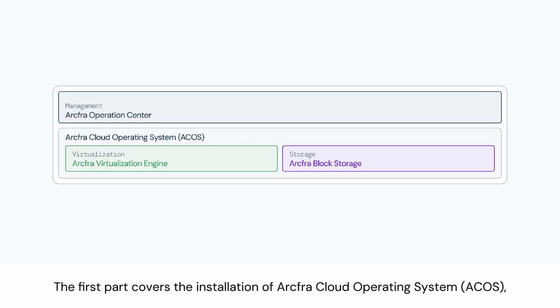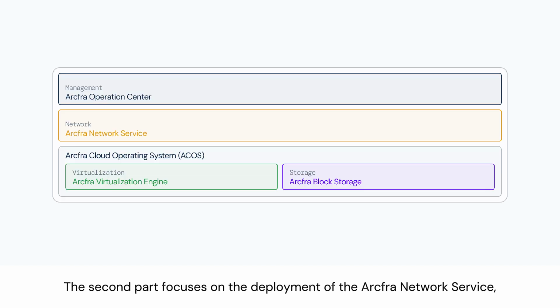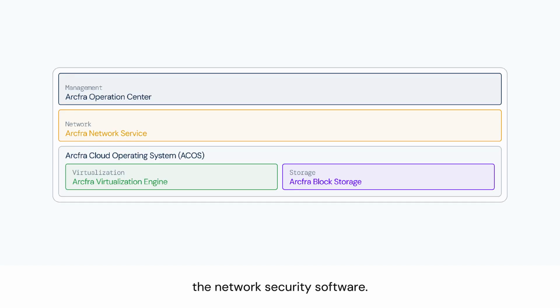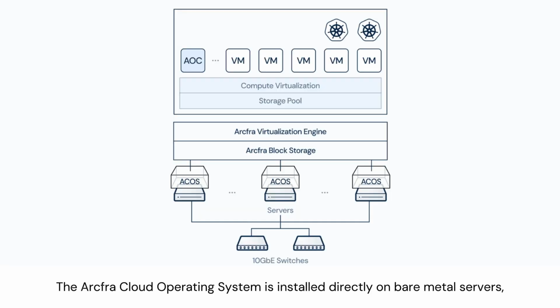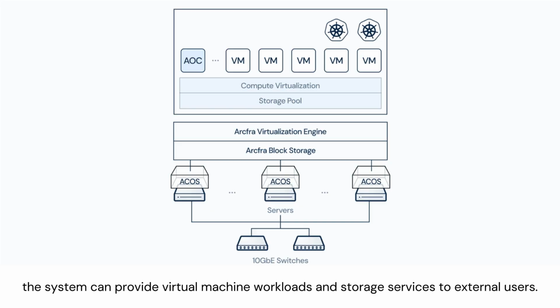The first part covers the installation of Arcfra Cloud Operating System, ACOS, and the deployment of the unified management software Arcfra Operation Center. The second part focuses on the deployment of the Arcfra Network Service, the network security software. The Arcfra Cloud Operating System is installed directly on bare metal servers, interconnected via 10 gigabit or higher Ethernet networks. After cluster initialization, the system can provide virtual machine workloads and storage services to external users.